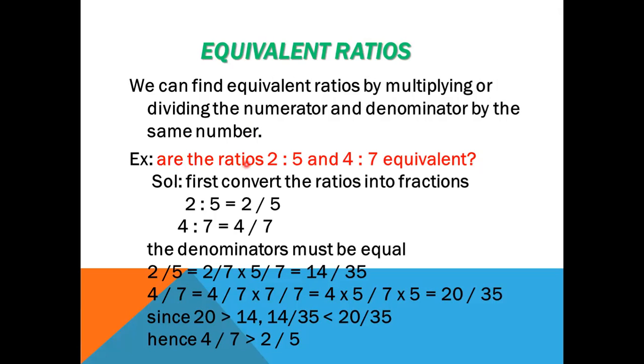So now let us see the example. Are the ratios 2 is to 5 and 4 is to 7 equivalent? So first, let us convert the ratios into fractions. This 2 is to 5 we can write as 2 by 5 and 4 is to 7 we can write as 4 by 7.